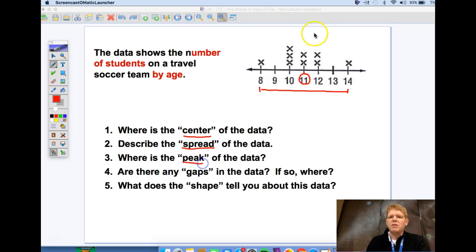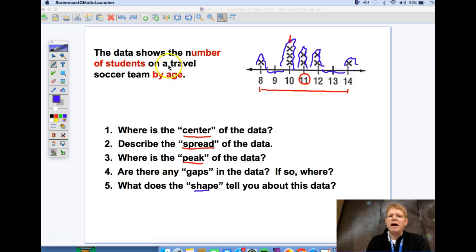Where's the peak? The peak of the data, we can see, is right here. That's where our peak is. If you'll notice, the data can have multiple peaks, like we said, but think of them as little mountains here. There's a mountain, there's a mountain. We look for the one that has the highest point. That's our peak. Are there any gaps in the data? Well, yes, we do have some gaps. Right here in the middle, there's a gap between 8 and 10, and here's a gap between 12 and 14. And what does the shape tell us about this data?